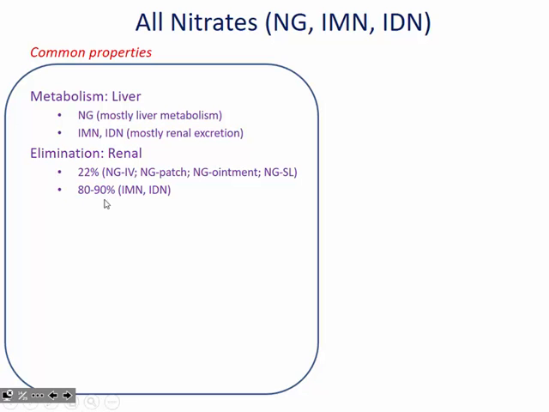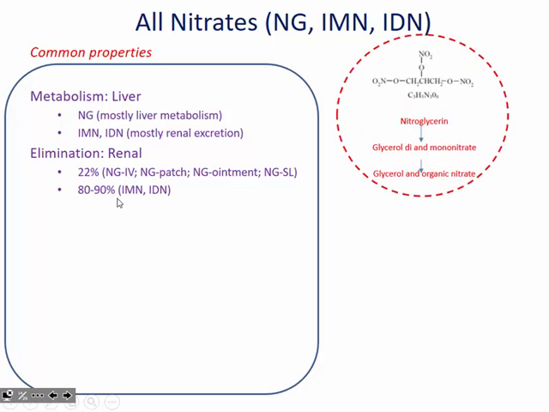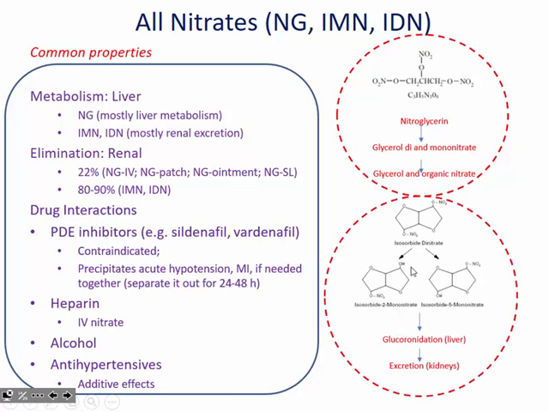The percent excretion through kidneys is given here. For IV, patch and ointment, there's only 22%, so a very small percentage for nitroglycerins. But with isosorbides, 80 to 90% is eliminated through the kidneys. Nitroglycerin breaks down to simpler forms like glycerol and organic nitrate. In case of isosorbides, they get glucuronidated in the liver. Even though they are eliminated by the kidneys in the glucuronide form, the glucuronidation still takes place in the liver, so you still have to consider that.